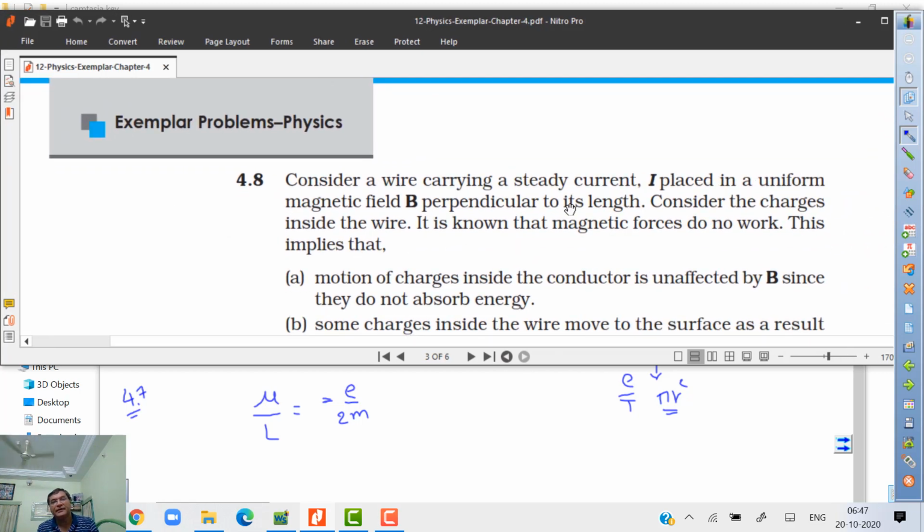Consider a wire carrying a steady current. I place it in a uniform magnetic field B perpendicular to the wire. Consider the charge inside the wire. It is known that magnetic force does not do work. This implies that.